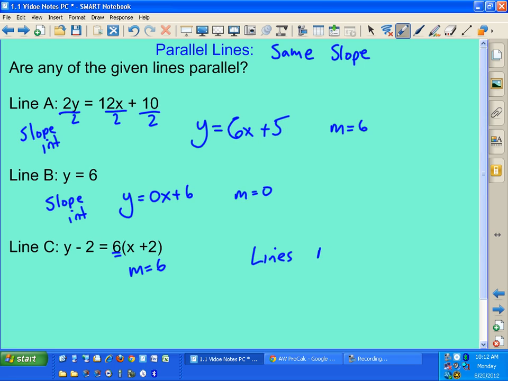And I guess I probably shouldn't say line. Line A is parallel to line C is really what we want to write these as. That's what we're trying to figure out because they have the same slope.